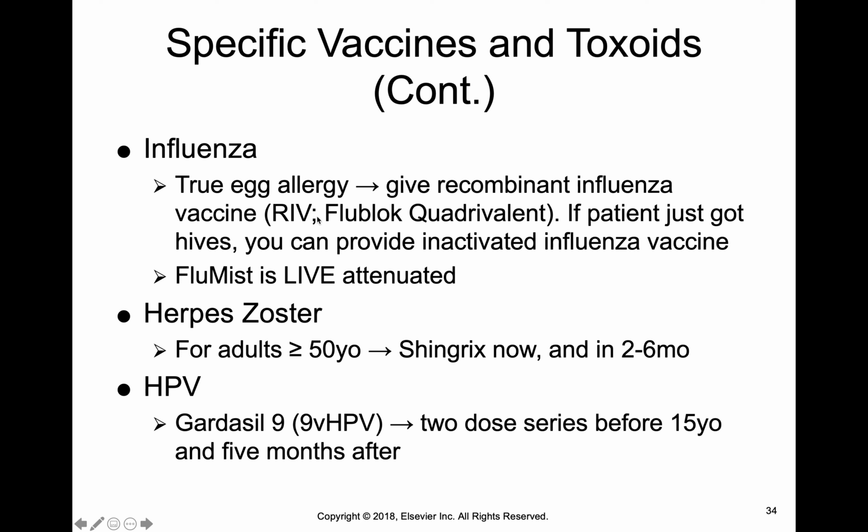Now if the patient just kind of gets hives or itchy but can eat eggs and survive, you can still give any of the other inactivated influenza vaccinations. And just a reminder again, flu mist is live, so if you are immunologically compromised, like HIV or on chemotherapy, that would not be an appropriate option for you.